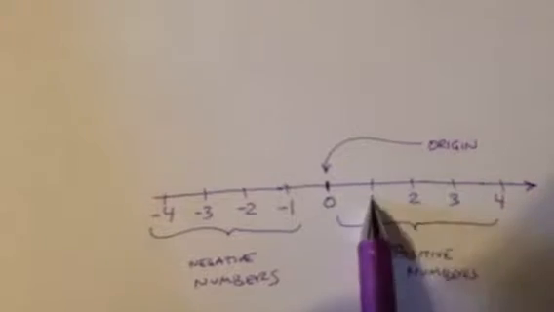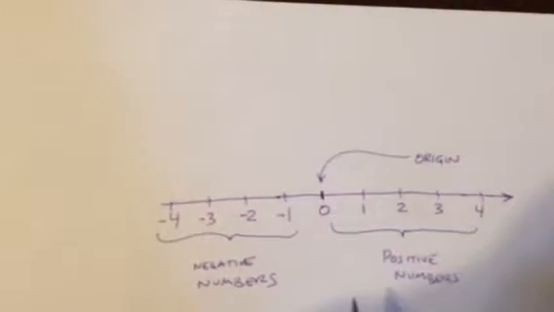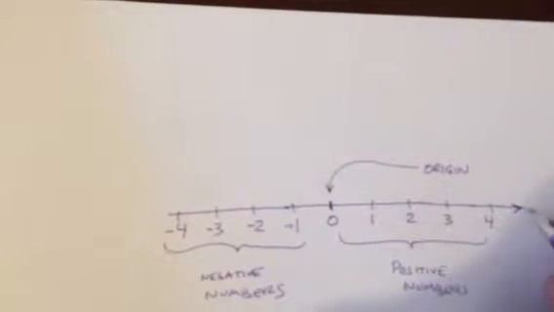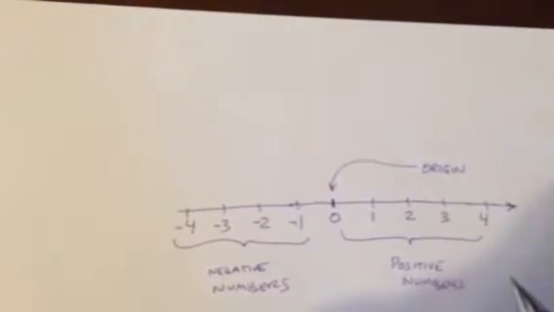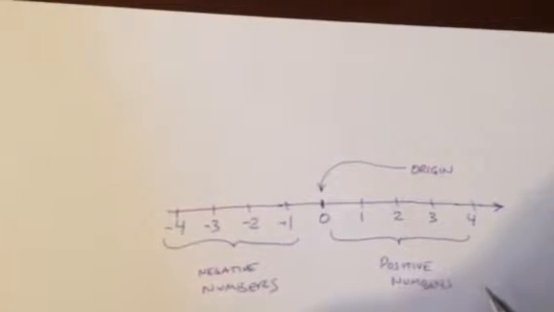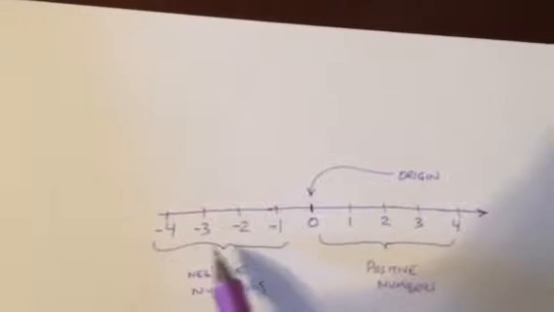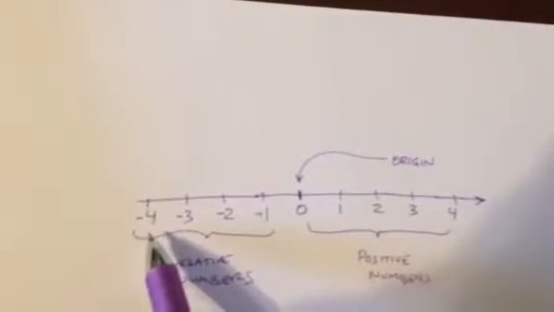We note that each number and its opposite are the same distance from 0 on the number line. Note that 4 is 4 to the right of 0, and -4 is 4 to the left of 0. We read -4 by saying negative 4.